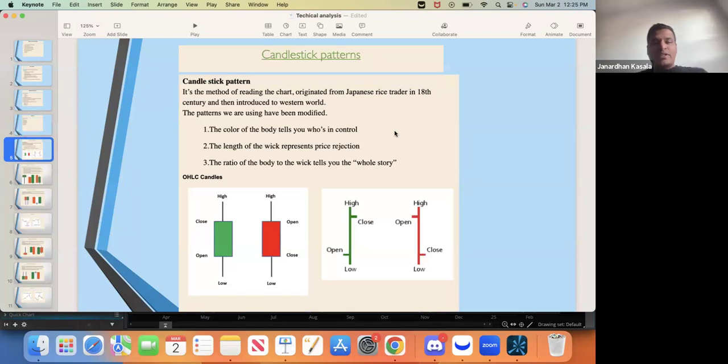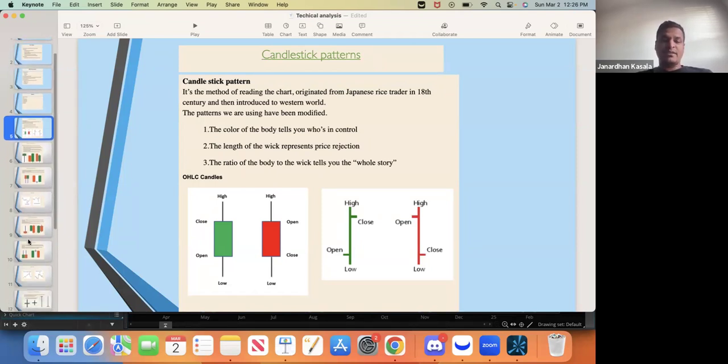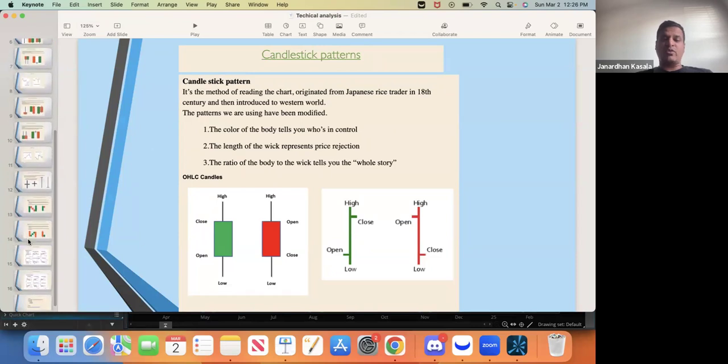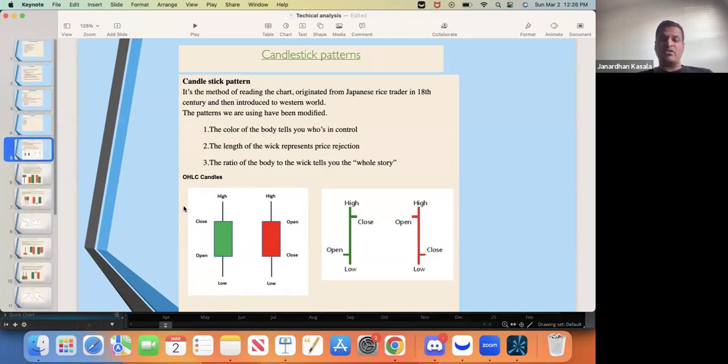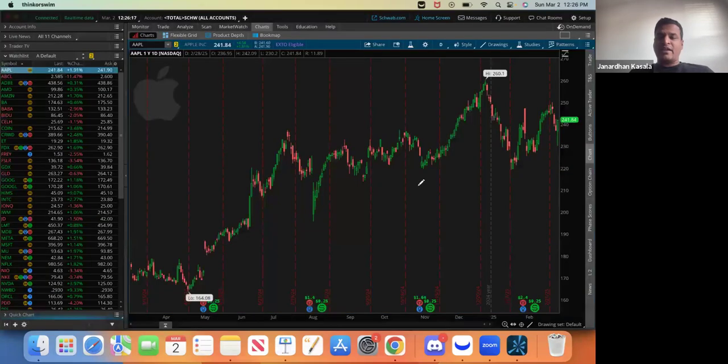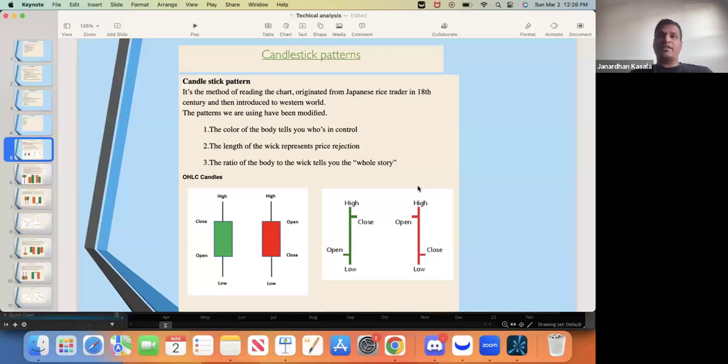So coming to the candlesticks, from here my session is going to be mostly on candlesticks and patterns. This is all about how to read a chart and price action. I'll try to explain how I read the chart and how I read the candle, my way of analysis.